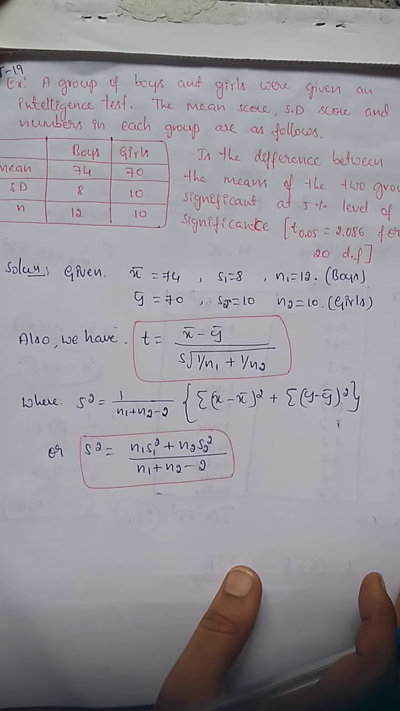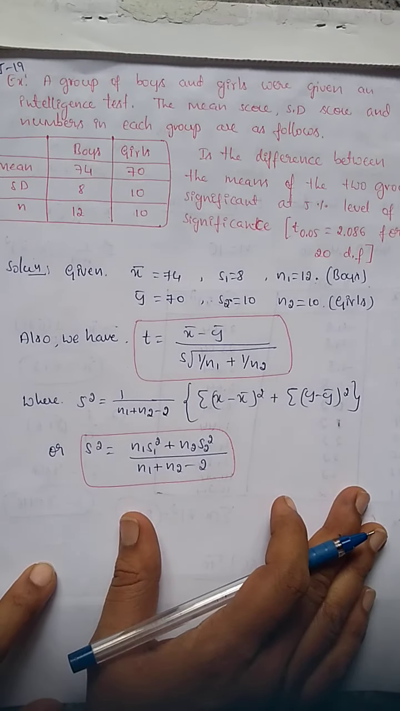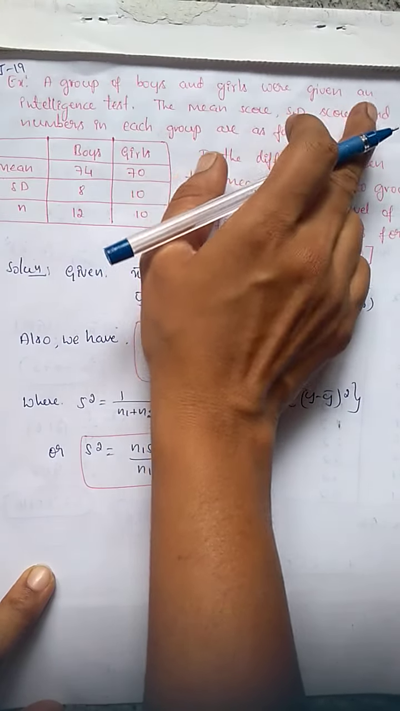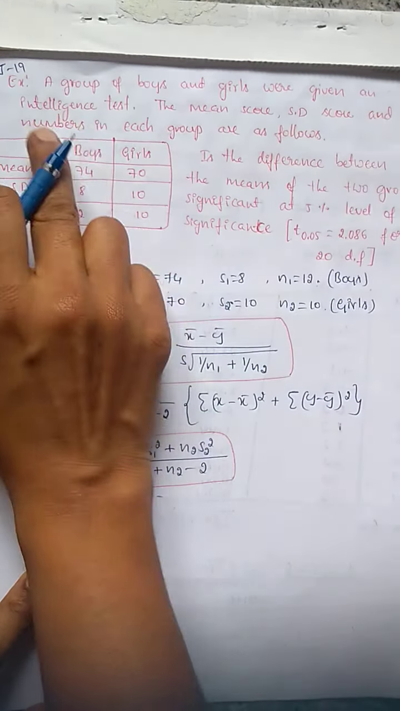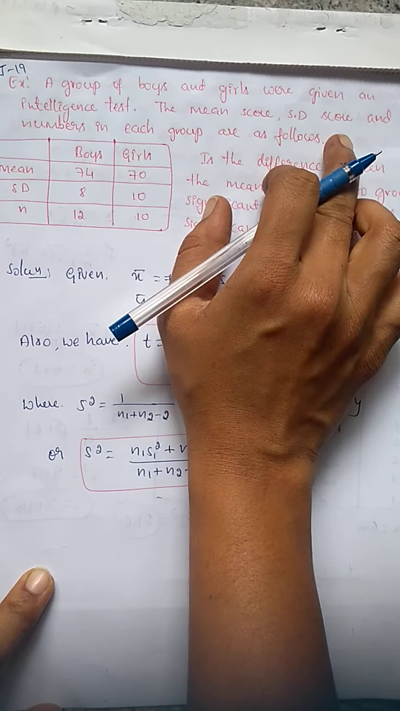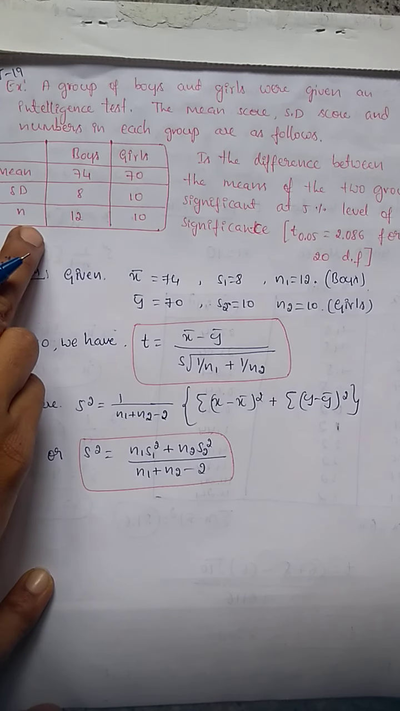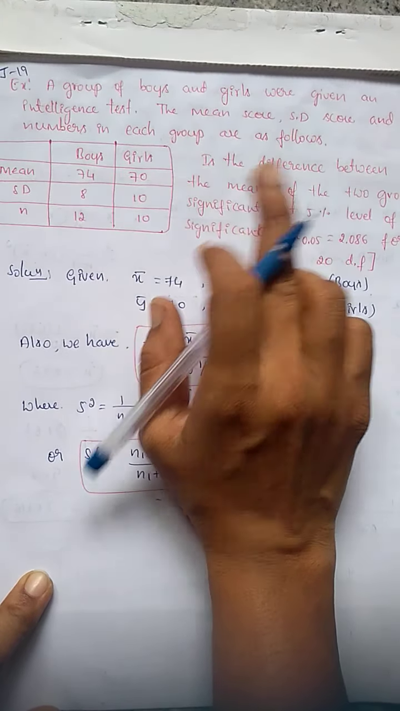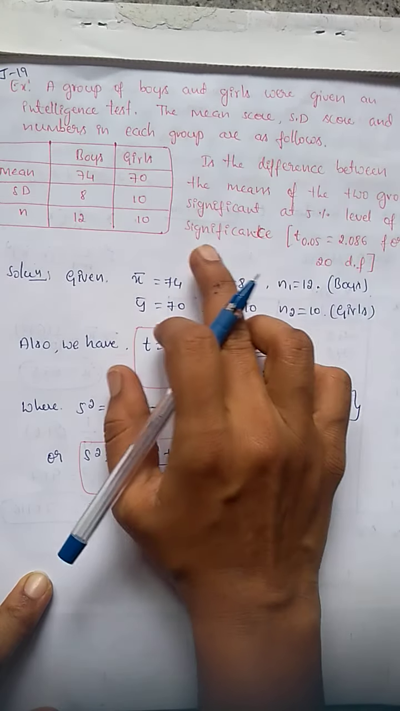Okay, I go to next question. This is an important problem, a June 2019 question paper problem. The question is, a group of boys and girls were given an intelligence test. The mean score, standard deviation score and numbers in each group are as follows. Means boys and girls, mean score, standard deviation score and number is given. Is the difference between the means of two groups significant at 5% level of significance?